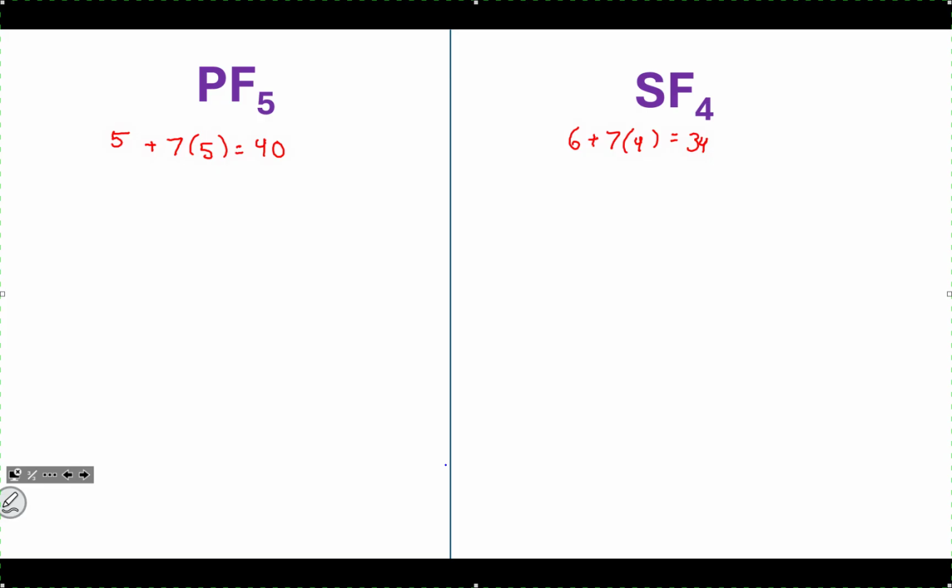Then we're going to choose the center atom. It's pretty obvious that phosphorus and sulfur are the center atoms in these cases, but just a side note is that fluorine can never, ever form more than one bond, so it can never be a center atom. Okay, so center atom is phosphorus, center atom is sulfur.